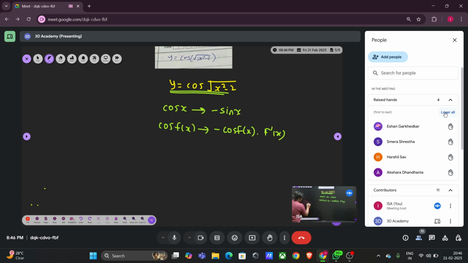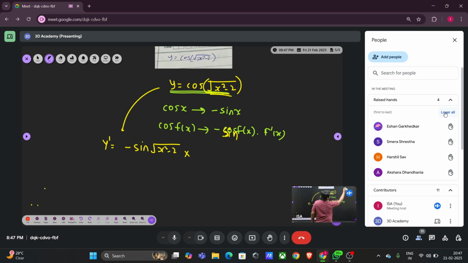देखो, so y dash for this given question will be first cos का differentiation will be minus sin. यहाँ पे मैंने sin लिखना चाहिए, ठीक है? Cos का differentiation minus sin. Okay? हाँ. So minus sin f of x as it is, into differentiation of this function, because instead of x you have root x square minus 2.